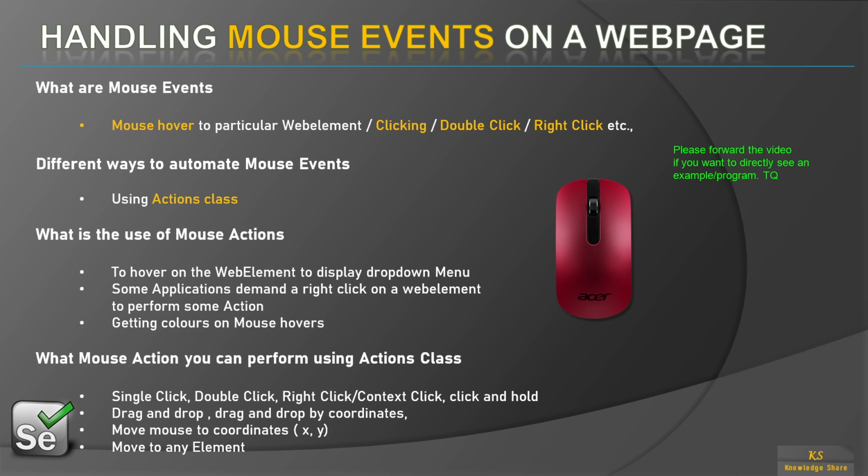So what are mouse events? The operations that you perform using the mouse are called mouse events. Mouse over means you have to hover the mouse over a particular web element. Example, drop down menus. Until and unless you mouse over that web element, you cannot see the menu under it. So that's mouse over operations, and clicking, double clicking, right clicking, all those events that you perform using the mouse come under mouse events.